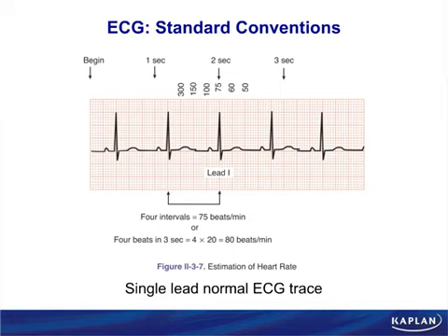So 5 big boxes is a second, as illustrated at the top. You can see if you count heavy lines, 1, 2, 3, 4, 5, we go from 1 second to 2 seconds, and then same for 2 seconds to 3 seconds, etc. So that's our basics, and everything is standardized for the EKG.